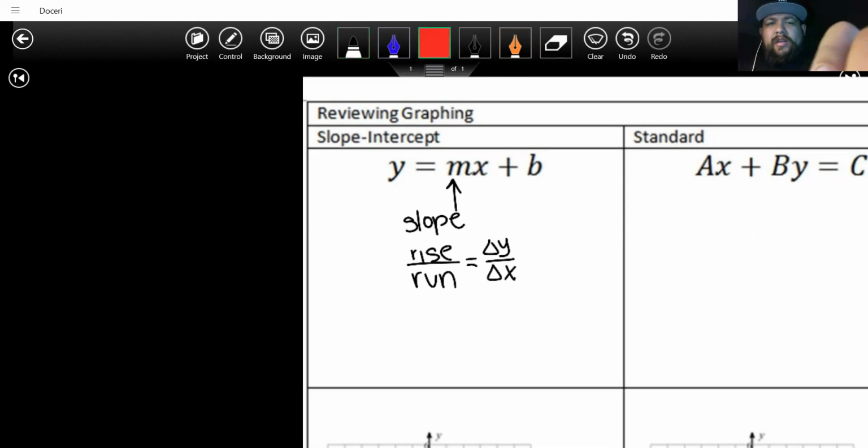The other one that we're going to look at as well is our b term, and our b term happens to be our y-intercept. It's where it crosses our y-axis. So we'll look at several different types and apply them as we do them.